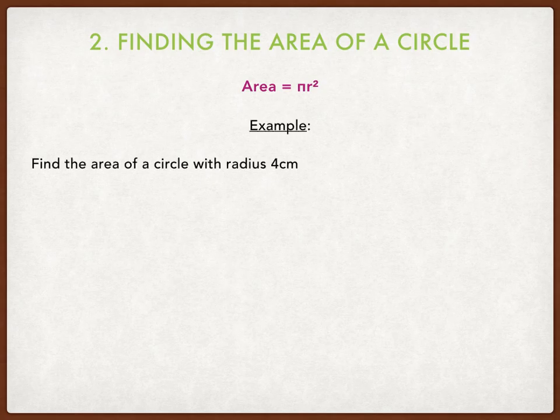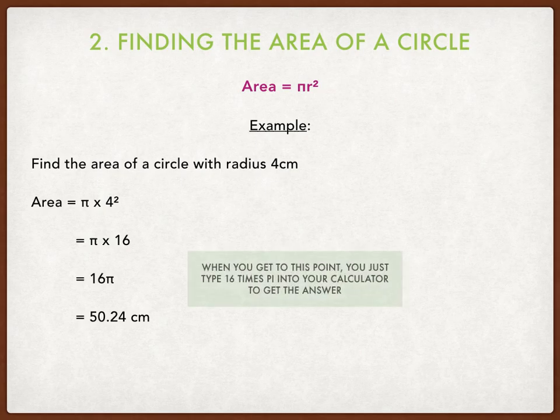So to find the area of a circle with a radius of 4 centimetres, if we plug in r equals 4 into the formula at the top, we get area equals pi times 4 squared. Now 4 squared equals 16, so that's the same as pi times 16, which is 16 pi. Now we just need to plug that into the calculator and you get approximately this value at the bottom, 50.24, and then you have to remember to put the measurement afterwards, which is centimetres.